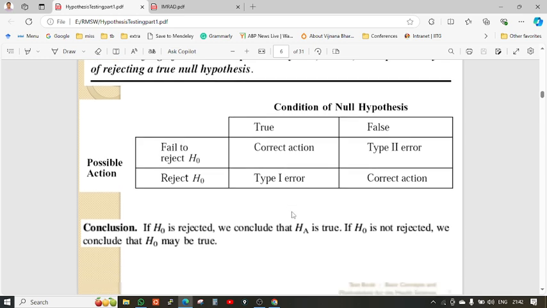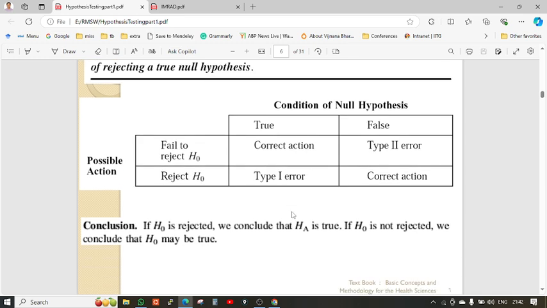So there are two types of error, type 1 and type 2. Where H0, the null hypothesis, is rejected, we conclude that the alternative hypothesis is accepted. That means if H0 is rejected, then the alternative hypothesis is true. Or if the alternative hypothesis is accepted, then H0 is false. These are the two conditions that obviously arise in hypothesis testing.